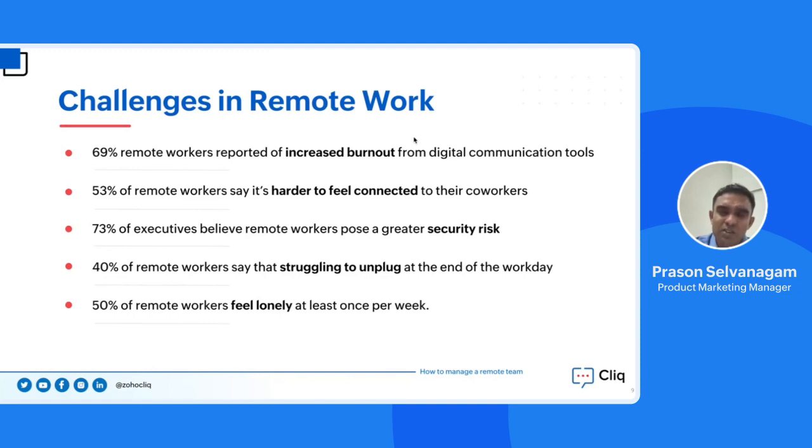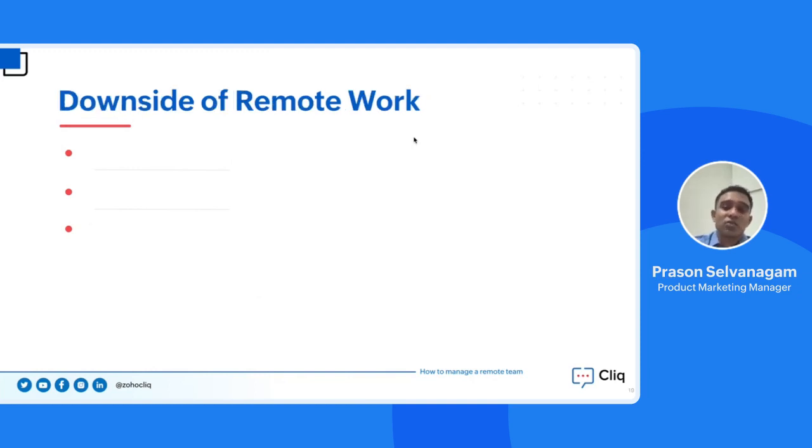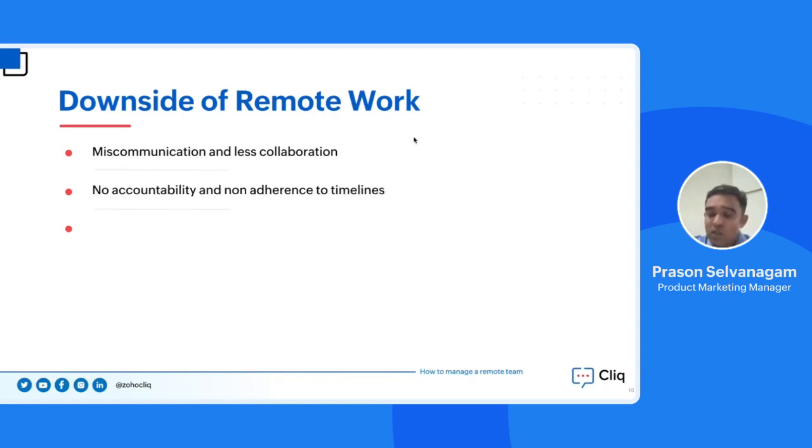So these are some of the challenges in remote work, which has resulted in these three downsides. One is miscommunication and less collaboration, and no accountability and non-adherence to timelines. That's one major downside of remote work, because we are less connected with people. When people are not focused at work, the accountability factor kicks in. And fatigue and mental health issues also come into play.